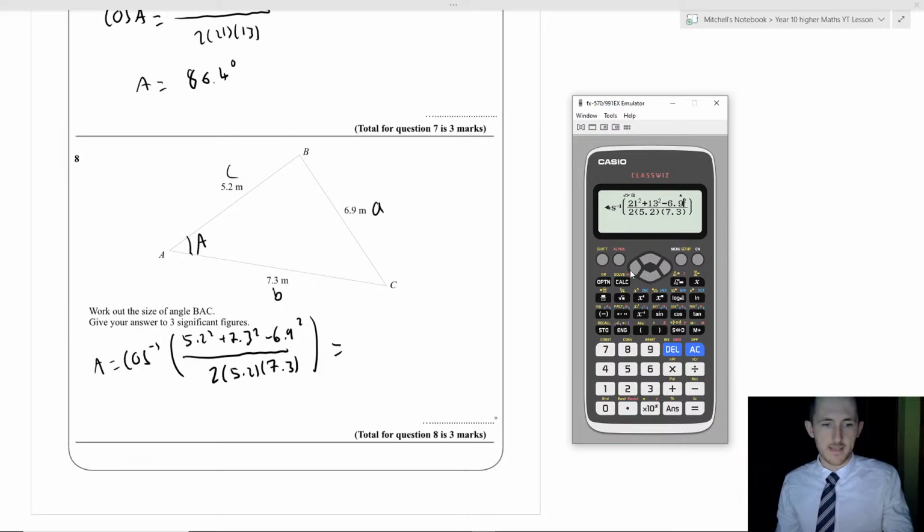The half ab sine C formula is one they're actually about to come on to. That works out the area of triangles. What this is used for specifically is working out the angles or sides in a triangle.